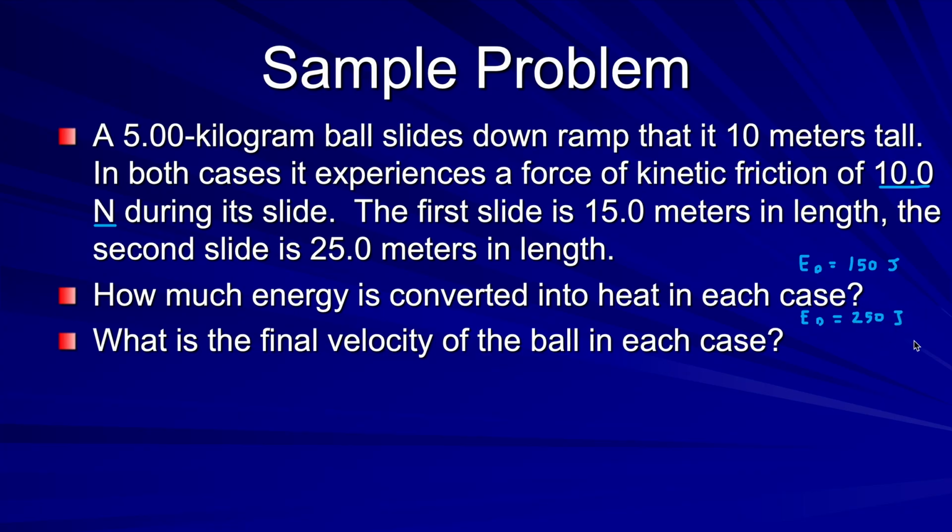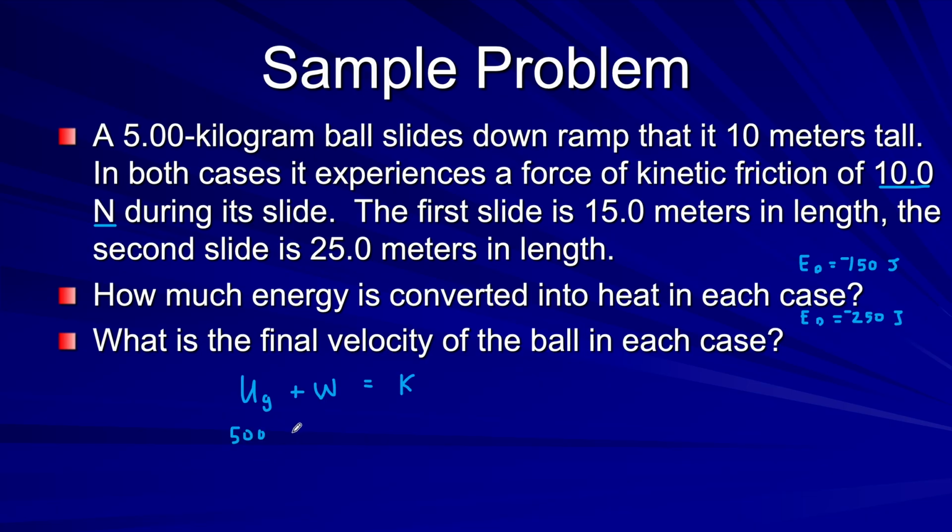What's the final velocity of the ball in each case? Well, you can very quickly work it out. You're going to start out with gravitational potential energy, plus the work done by friction, which is technically negative, is going to equal the final energy, which in this case is all going to be kinetic. I won't actually do this one for you, but I will remind you that the work done by friction in both these cases is negative. Initial energy is going to be 500 joules.